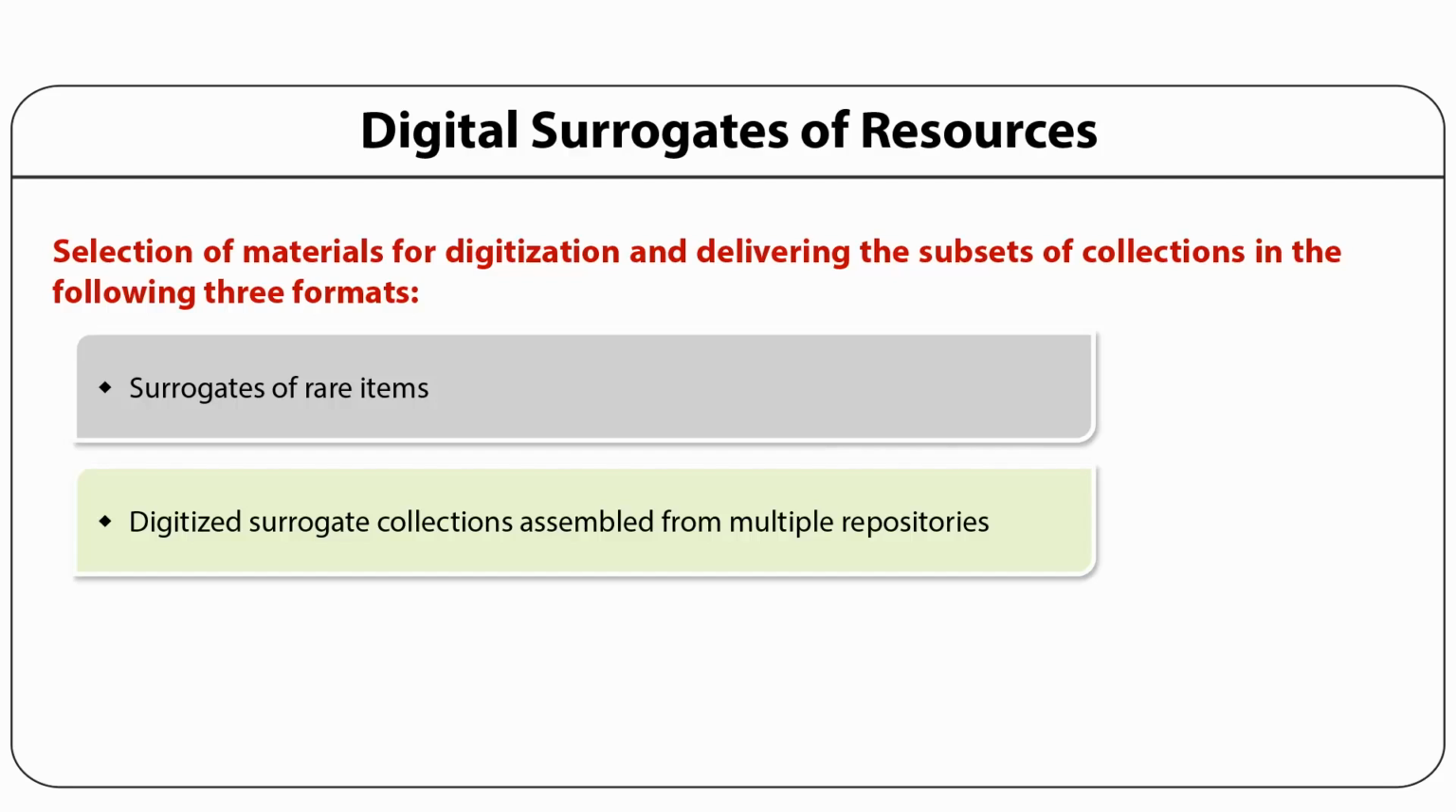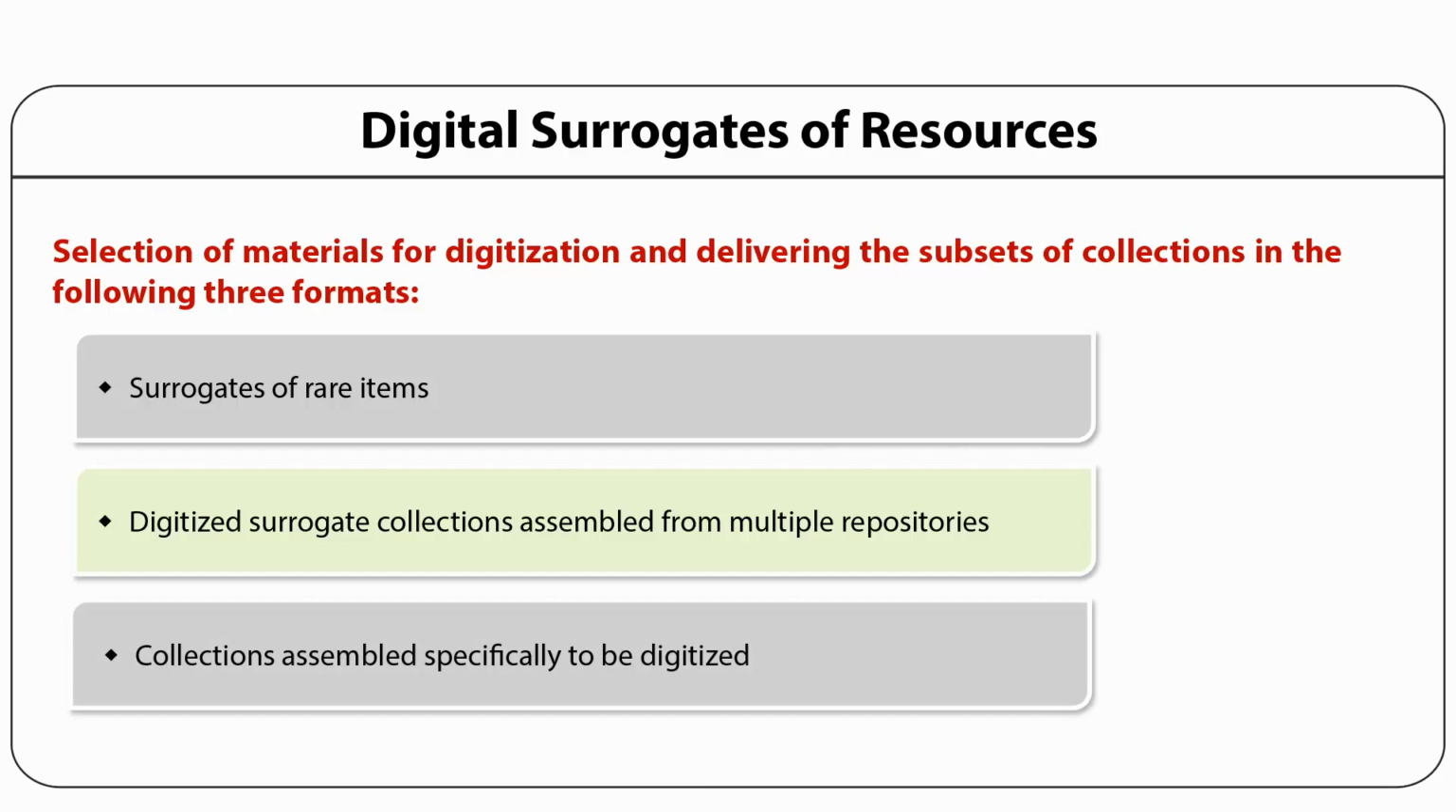The second set: we can collect rare materials which are already available in digital format from multiple repositories. Institutions might already have established institutional repositories. From those we can collect digitized surrogate collections, and collections assembled specifically to be digitized. Here, very specifically, we need to concentrate on material related to culture or medicine or some other specific-value collections. So these all come under digital surrogates of resources and metadata.